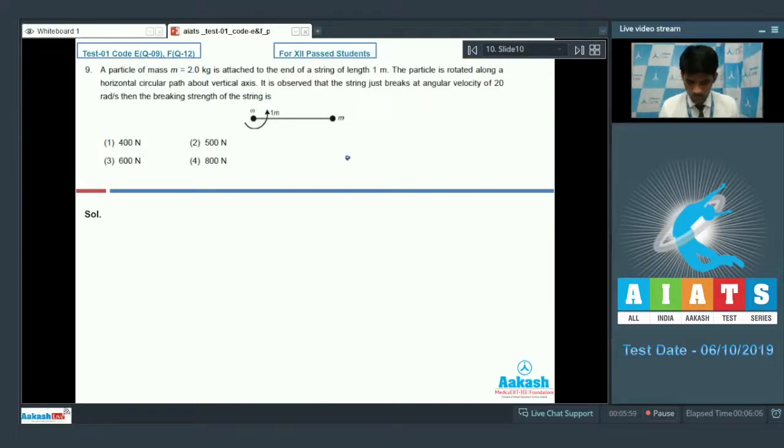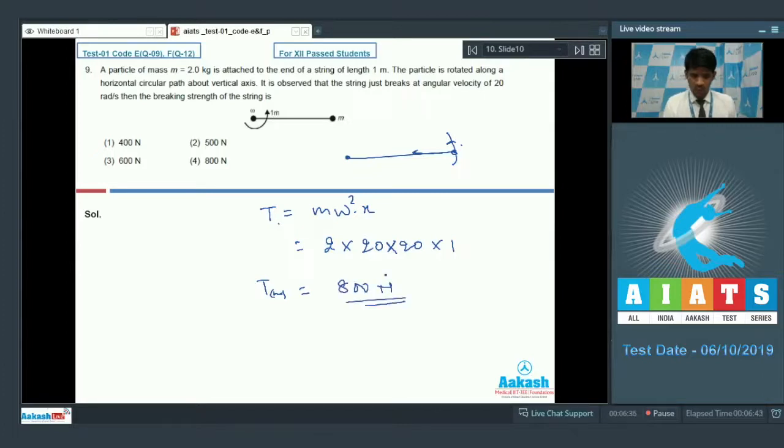Straight away, this mass will be rotating along this direction. It is the tension that will be providing the necessary centripetal force, and the maximum limit has already been given, that it breaks at an angular speed of 20 radian per second. I would simply say tension, breaking strength actually, is m omega square into x. Put the value of m as 2 kg, omega as 20, so it will be 20 into 20. Distance x was 1 meter, so breaking strength will be 800 Newton. Option 4 is the correct answer for question number 9.